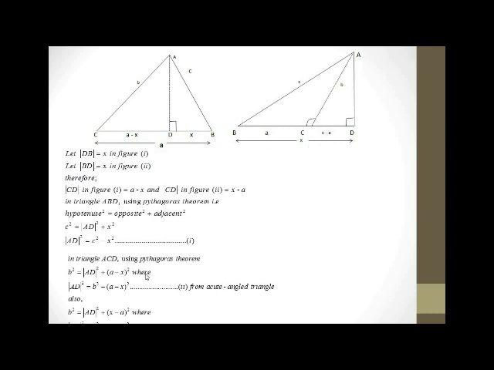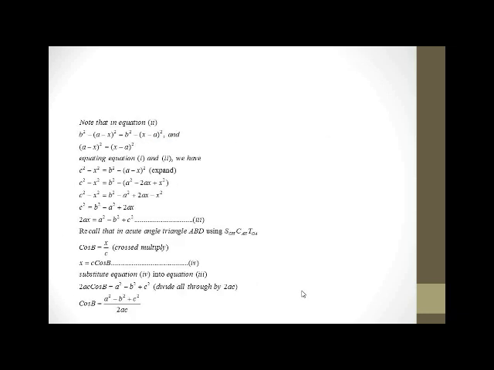That is the adjacent. Then we make use of line AD as a subject. We are going to have b squared minus (a minus x) squared. Then that is equation 2. So from the acute angle triangle, that is where we derive this.